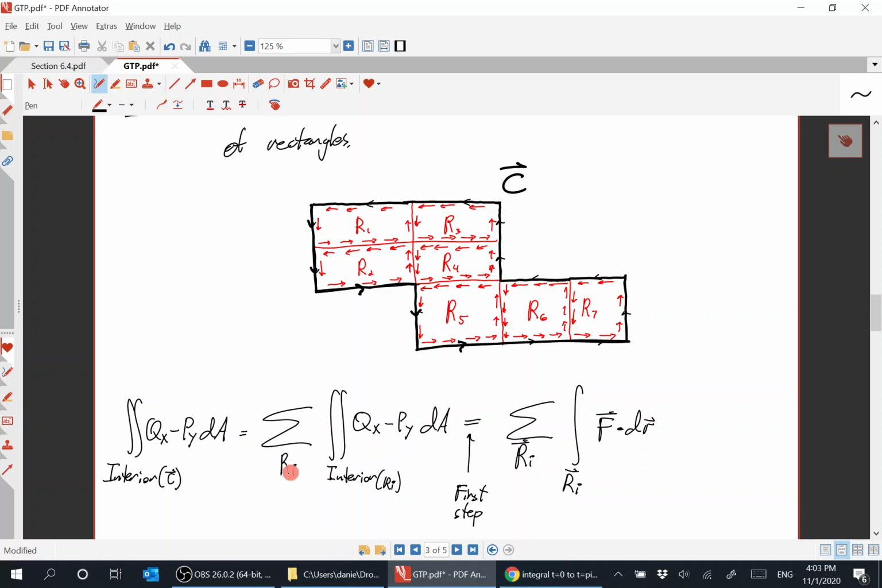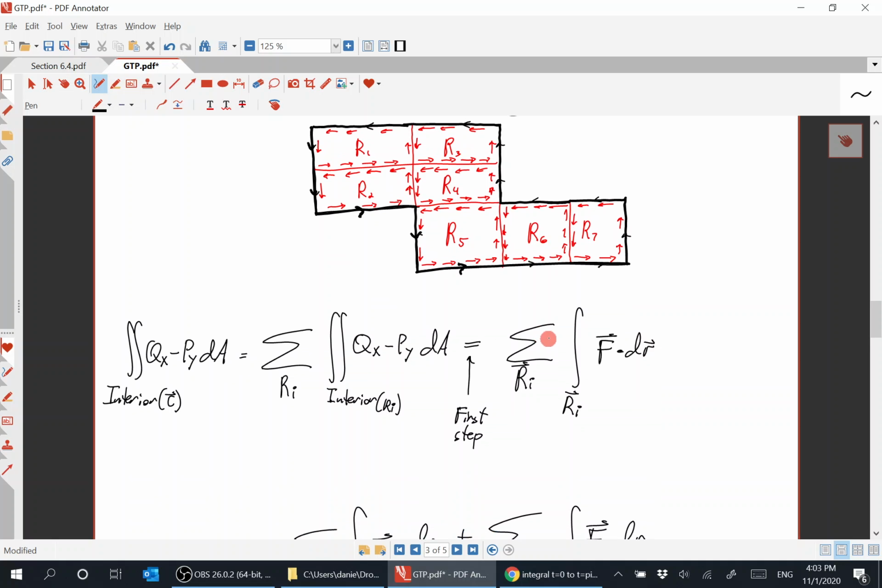So it's the sum over all the individual rectangles of the double integral over the inside of the rectangles, qx minus py. But the first part of the proof was that Green's theorem works on rectangles. So the double integral of qx minus py over the interior of R is the line integral over R itself.